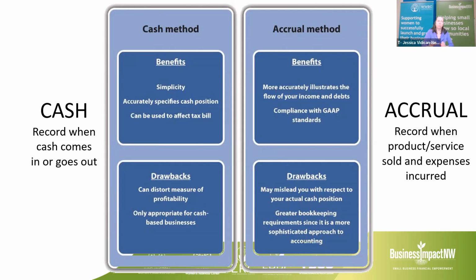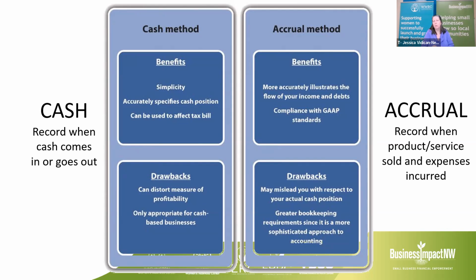The drawback with accrual is it can mislead you with respect to your actual cash position. You'll be like, oh, I made all these sales. I made $500 in sales. And yet you're not going to get paid on those sales until the next month. So while they show up as sales in the month when they happen, you haven't actually gotten paid for them until the following month. There are also greater bookkeeping requirements with accrual because it's a little more sophisticated.